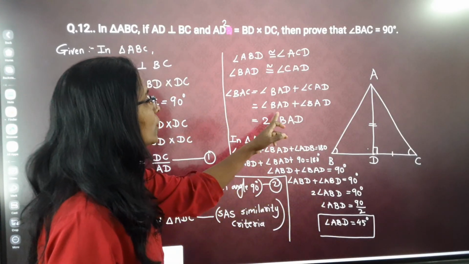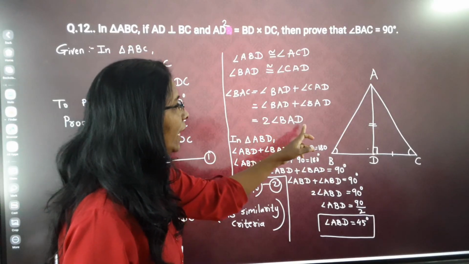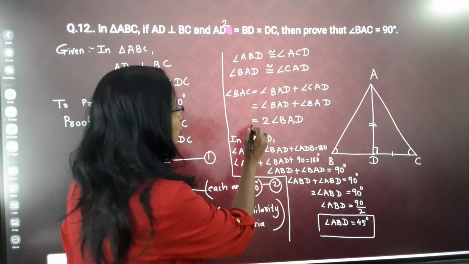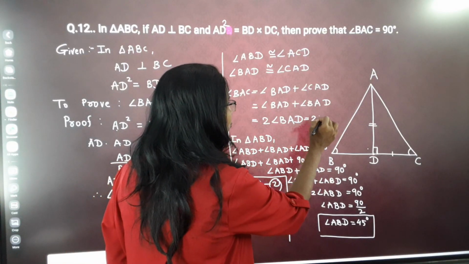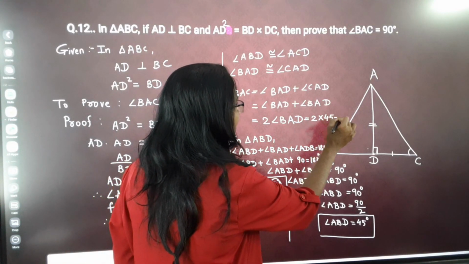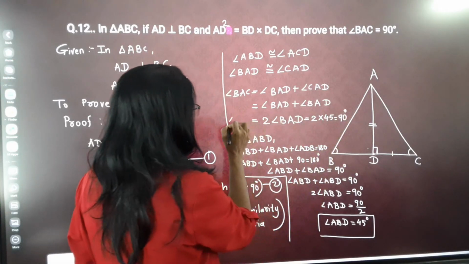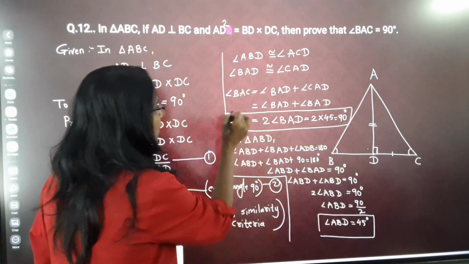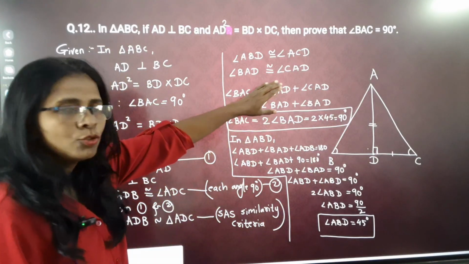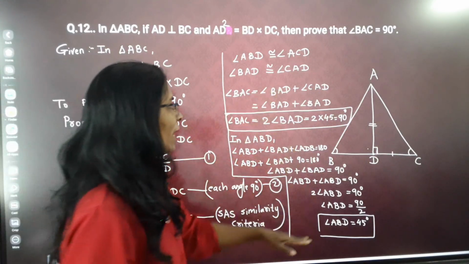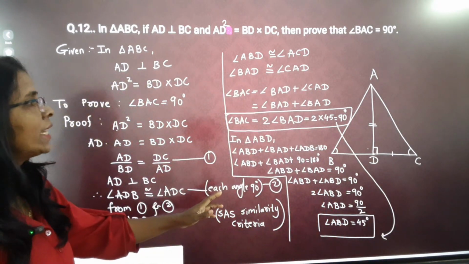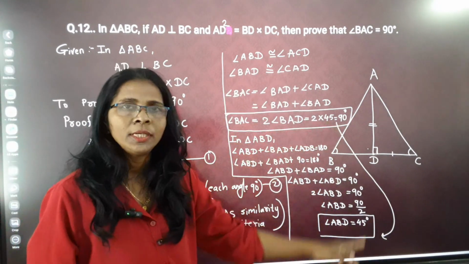So now here students, angle BAD is also 90 degrees. So here we can write 2 multiply 45, that is equal to 90 degrees. So angle BAC is equal to 90 degrees. Okay, you can solve this part after this part, students. So that's why we can say angle BAC is equal to 90 degrees.